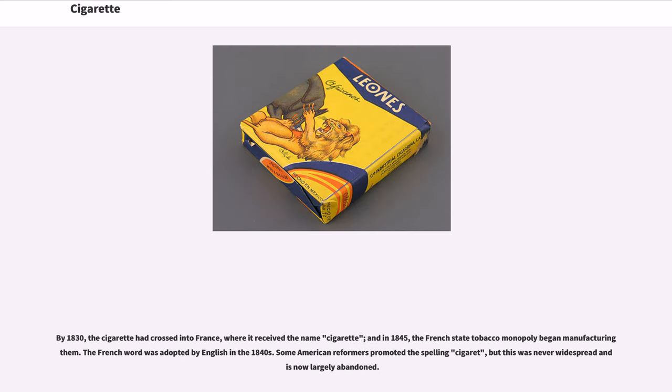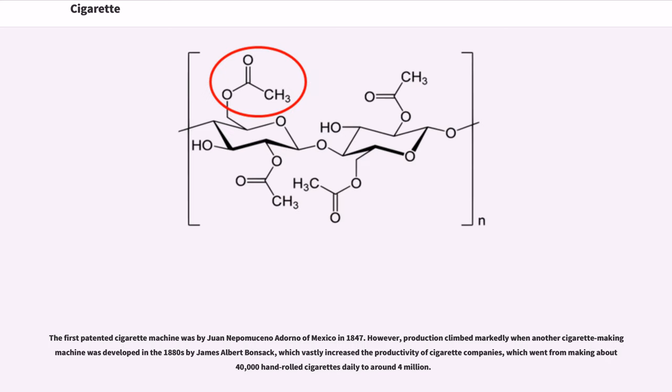By 1830, the cigarette had crossed into France, where it received the name cigarette, and in 1845, the French state tobacco monopoly began manufacturing them. The French word was adopted by English in the 1840s. Some American reformers promoted the spelling cigaret, but this was never widespread and is now largely abandoned. The first patented cigarette machine was by Juan Nepomuceno Adorno of Mexico in 1847.